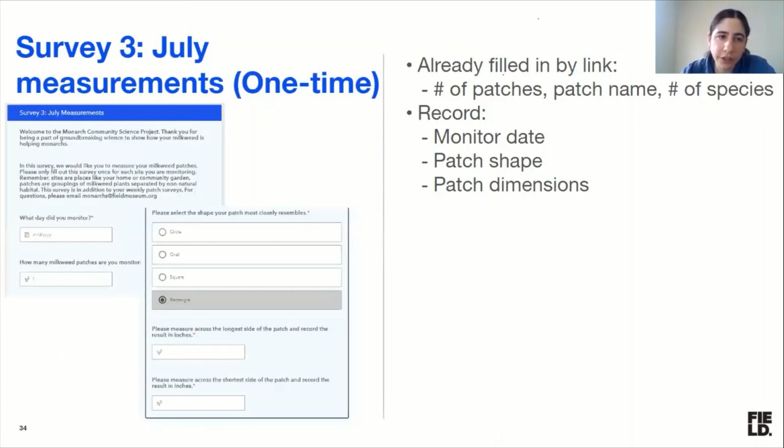Finally, the third survey that you will do just one time in the month of July is to fill out the measurement survey. So again, by clicking on that link in your email, it's going to automatically fill in a lot of the information, such as the number of patches you had at your site, patch name, and the different species. And then you just have to tell us what was the shape of the patch, and then depending on that shape, if it was a circle or square, what are the dimensions? So the diameter or the side and width.